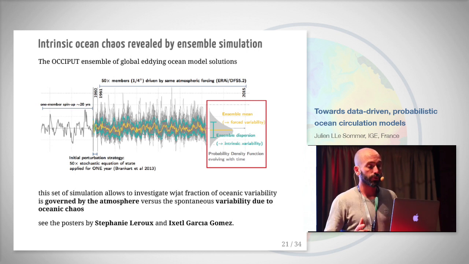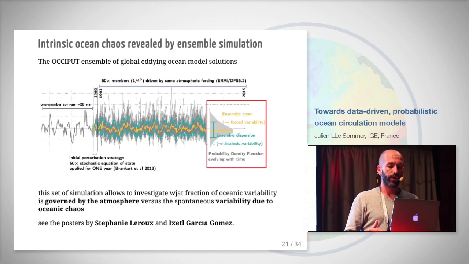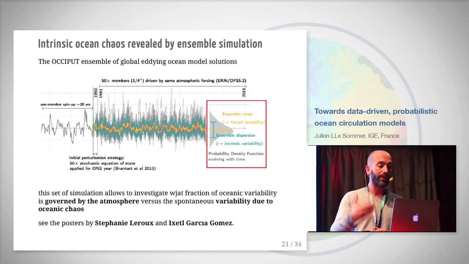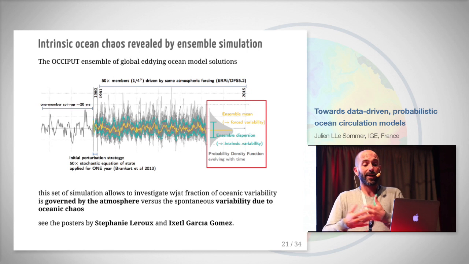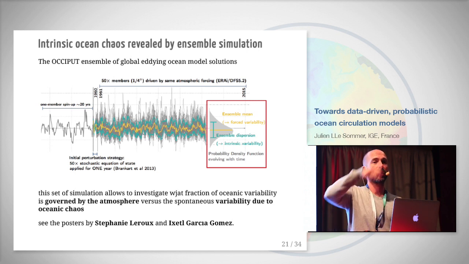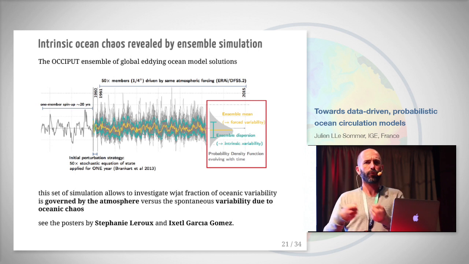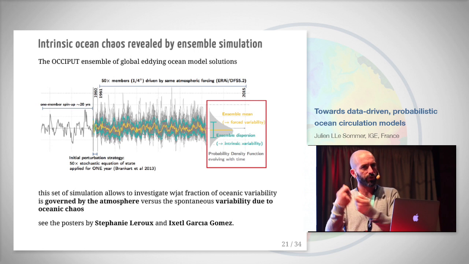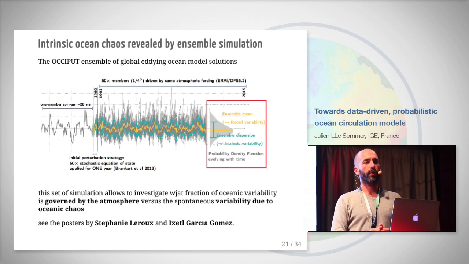And this actually allows to investigate very quantitatively what fraction of the ocean variability is governed directly by the atmosphere and what is spontaneously generated by this oceanic chaos I was referring to. So basically, the ensemble mean gives you an idea of what is robustly forced by the atmosphere. The deviation to this ensemble mean, and say quantities built from this deviation, can give you information as to what is the signature of the oceanic chaos.